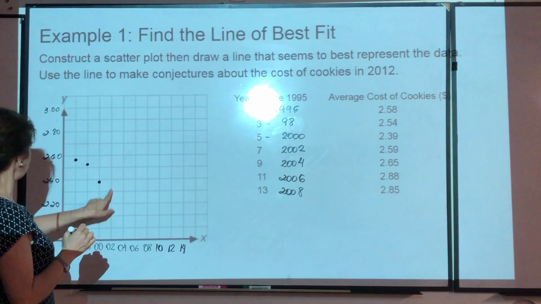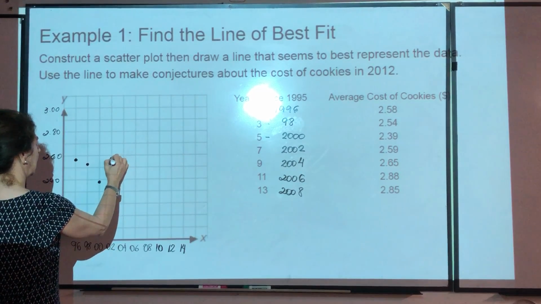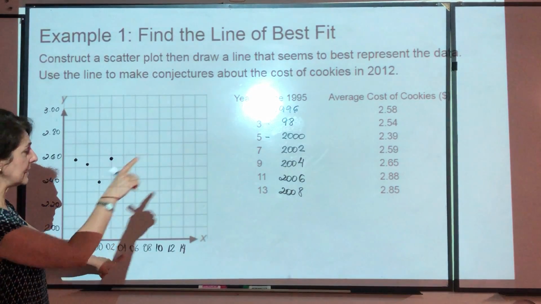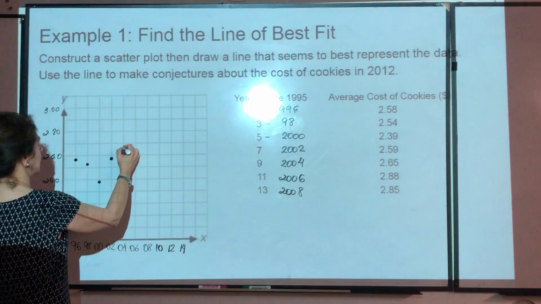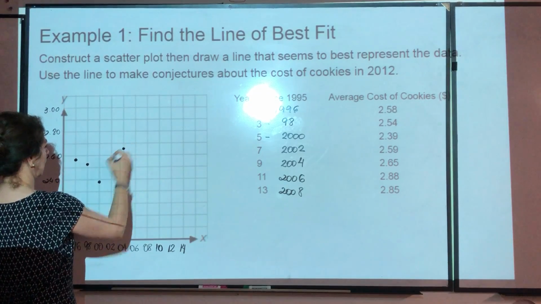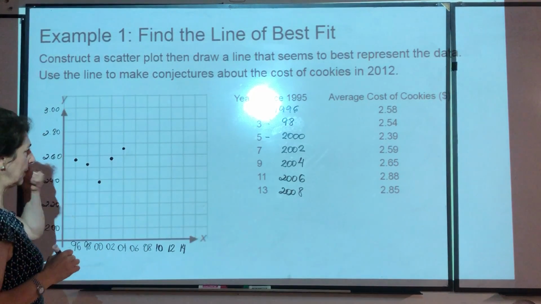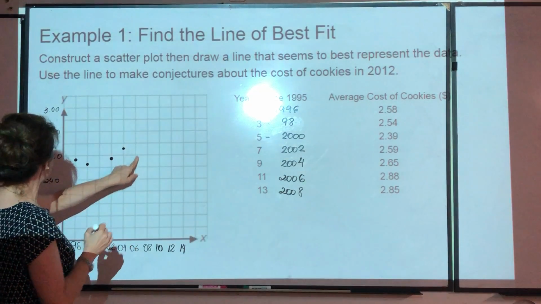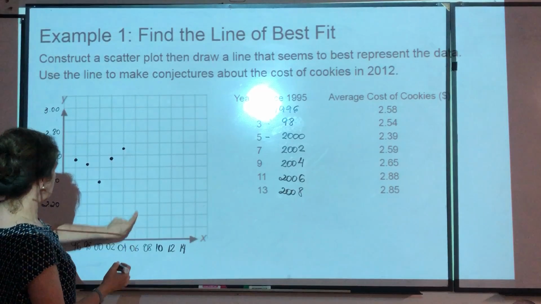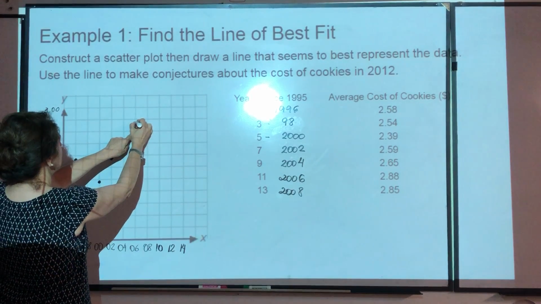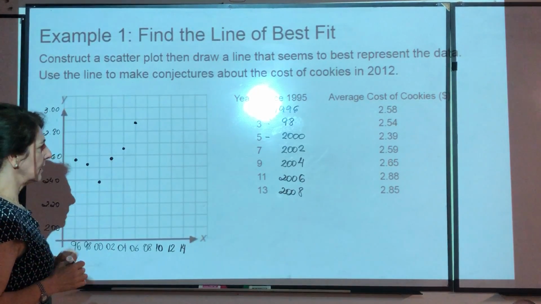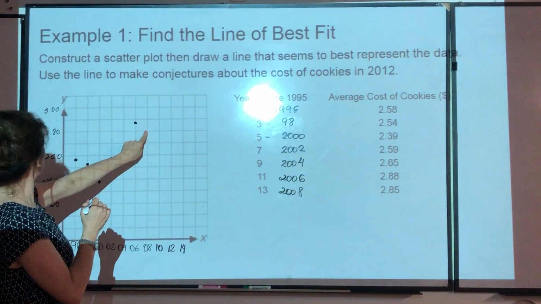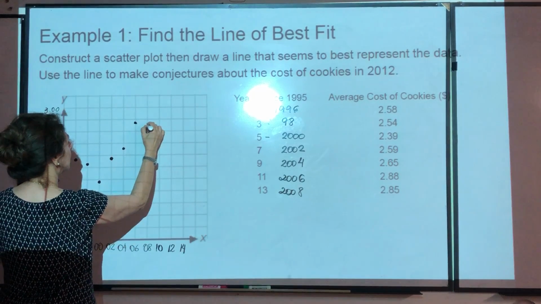2002, $2.59. So it went up again. In 2004, let's see, $2.65. So this is 70, like right here, it's growing. One year went down, but then it kind of keeps growing. 2006, $2.88. And then in 2008, $2.85. So 80, this is 90, right here.